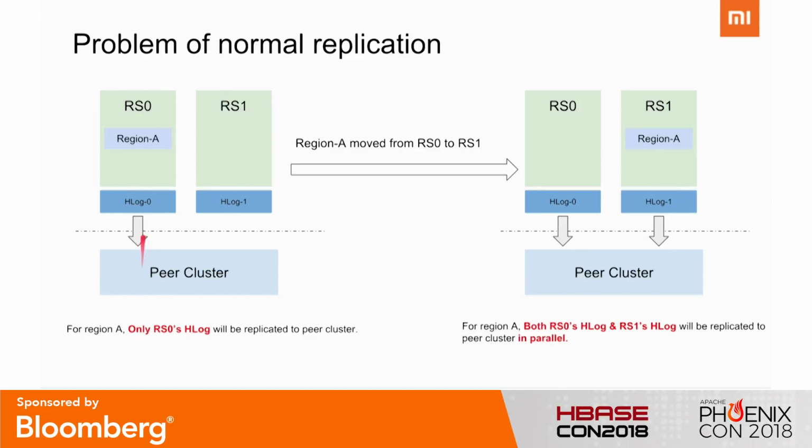But once region A moves from region server 0 to region server 1, both hlog 0 and hlog 1 will have mutations from region A. So for region A, both hlog 0 and hlog 1 will be replicated to the peer cluster in parallel.